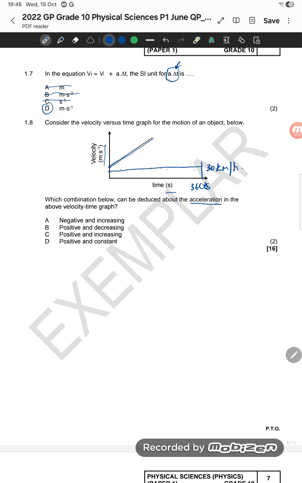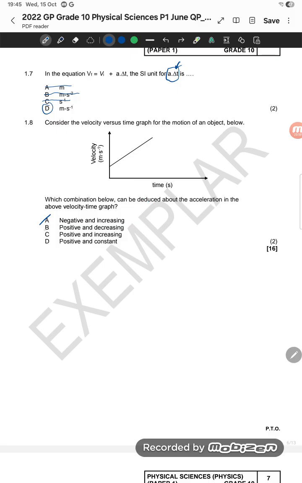No. But as soon as I'm going 30, and then suddenly I'm going 40, and then I'm going 50, I'm going 60, I have put the pedal to the metal. What does that mean? It means I've accelerated. Okay, so negative and increasing. No, it's increasing. It's not negative. Negative will be going down.